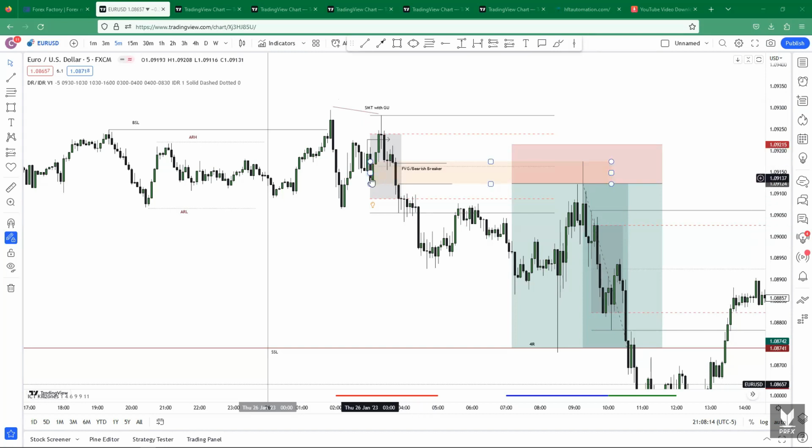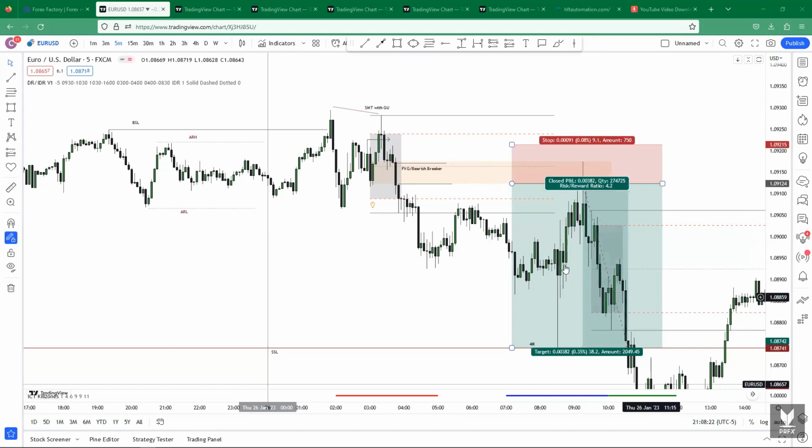We have a bearish breaker block and a fair value gap overlapping each other. And we had price returning in there and trading lower for a 1 to 4 hour. This would have been a 38 pip target and a 9.1 pip stop.